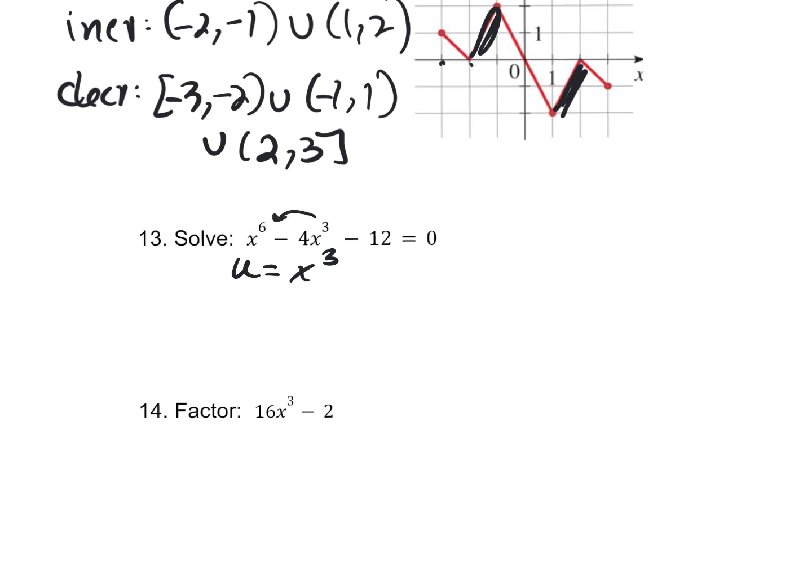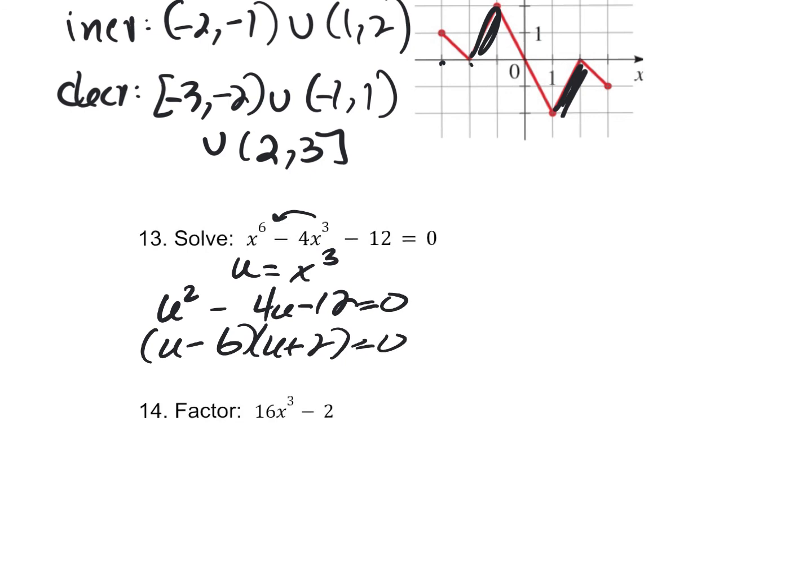So if we have x cubed, I'm going to put a u. I'm going to put a u squared because that's twice as big as the middle x. A u there and a 12. And I'm going to factor it. So I'm going to go -6 and +2. That gives me u is 6 and -2. Remember what I said here? Nobody cares about u. So I'm going to put the x cubed back in. X cubed is 6 and x cubed is -2. And just take the cube root of each one.